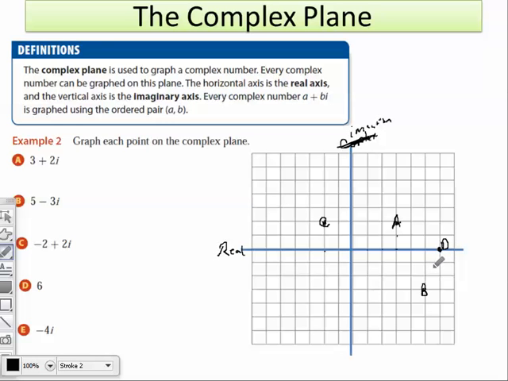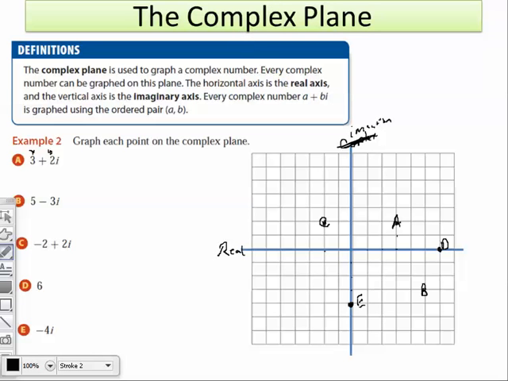If I'm looking for negative 4i, it's going to be on the complex number line right down here at negative 4i. That would be E. Do you see how these are graphed? This becomes your X, this becomes your Y value, basically, if you want to think of it as an XY coordinate, but it's not. The real numbers are on the real number line, the imaginary numbers are on the imaginary number line, and they're graphed separately. They make an ordered pair.